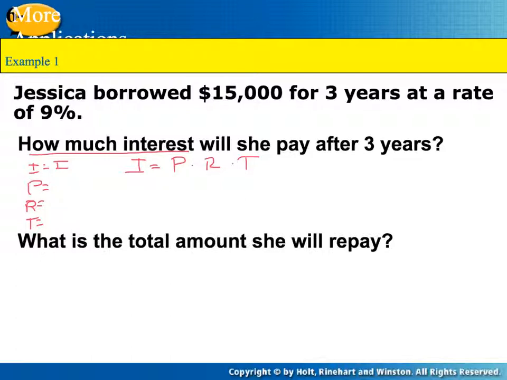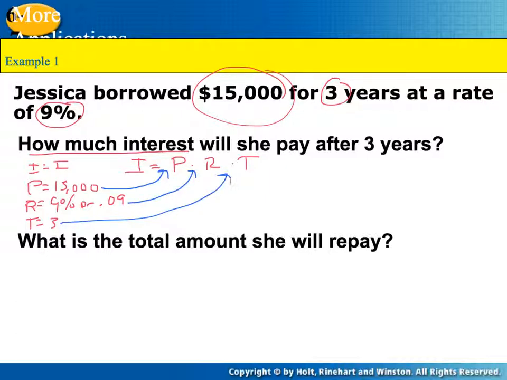Principal, the original amount, is 15,000. Rate is my percentage, 9%, or 0.09. Time in years, 3 years. Plug this into the formula: 15,000 in here, rate in here, time in here. So as I plug this in, I get I is equal to 15,000 times 0.09 times 3. Remember, I changed my rate, my percentage, into a decimal.